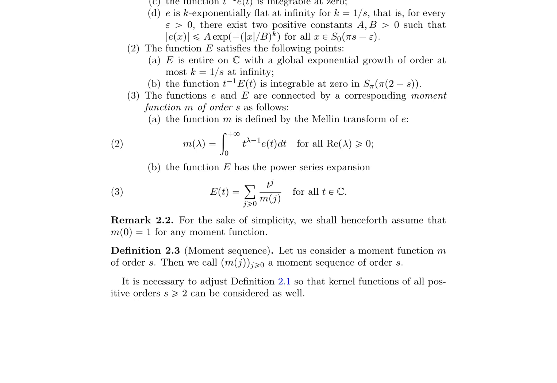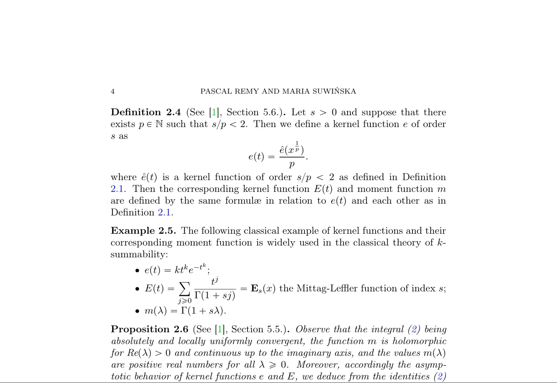The function e is connected to the kernel function E through a moment function m, defined by the Mellin transform of e. We also define a moment sequence of order s as (m(k))_{k≥0}, where m is a moment function of order s. To generalize the definition of kernel functions to all positive orders s greater than or equal to 2, we introduce an adjusted definition of kernel functions, which involves a kernel function of order sp, where p is a positive integer such that sp is less than or equal to 2.